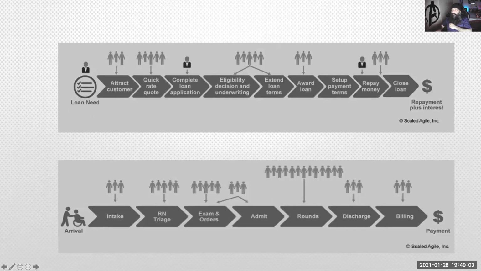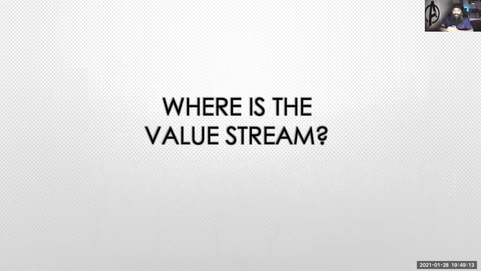So when you're looking at these value streams, now that we have an understanding about them, the question that I have for you is: you go to, let's say, an automobile shop floor or any manufacturing organization.